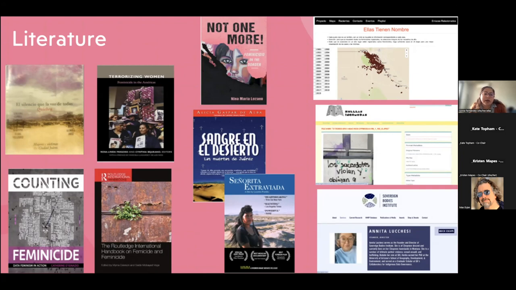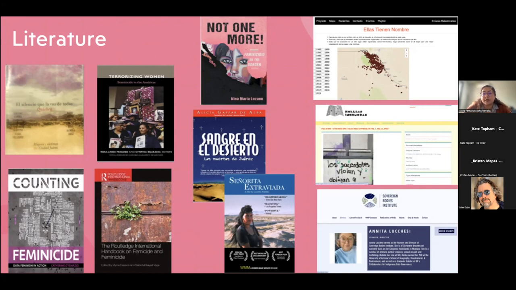And more recently, work that is really engaging in data science, such as Counting Feminicides, or the Handbook on Feminicides and Femicides, which engage in the creation of some of these digital projects and the data that has been compiled by activists. In the middle section, we had several of the humanities research that has been done or the production of literary texts such as Sangre en el Desierto, produced by Alicia Gaspar de Alba, mentioning particular cases that happened in the 90s, or Señorita Extraviada, which also shows us the landscape and the geographies of this situation, and some of the murals and artistic representations that also hold this humanities data to understand this particular case.